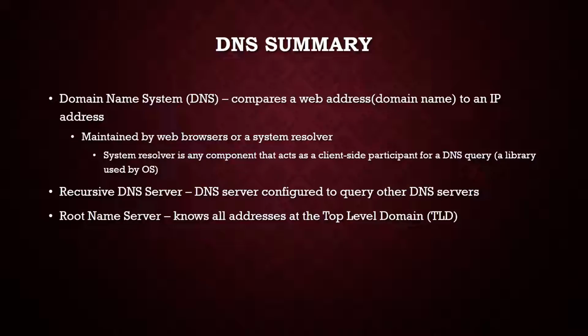Some applications, including most web browsers, maintain an internal cache of recent queries. This is the first place that the application will check if it has this capability in order to find the IP address of the domain in question. If it does not find the answer to its question here, it then asks the system resolver to find out what the address of the domain name is. The system resolver is a component that acts as a client-side participant in a DNS query. The system resolver is a library that your operating system uses to seek out the answer for the DNS queries.